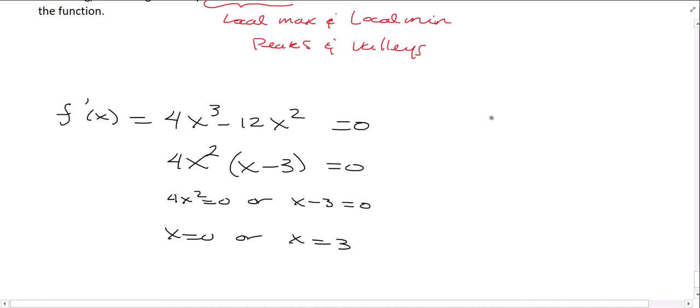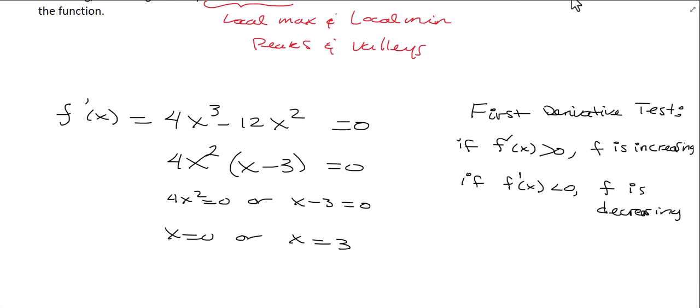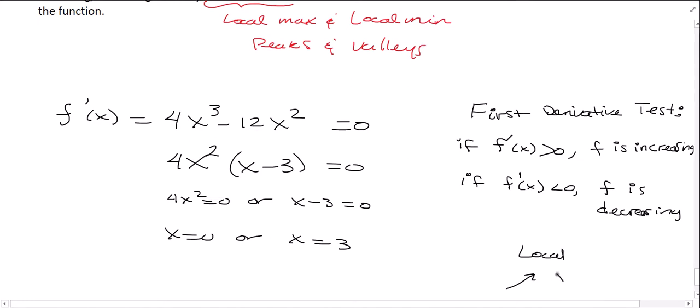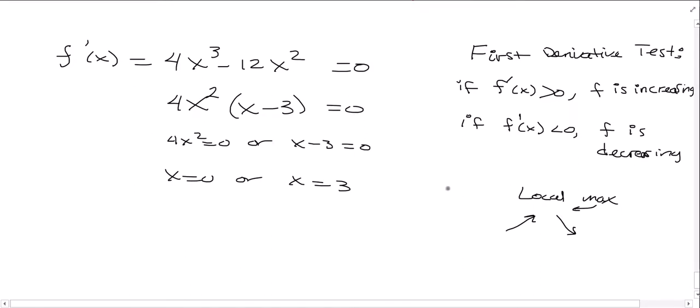Now remember that the first derivative test essentially says that if the derivative is positive, then the function is increasing. So let me write that out. Then a local max occurs when you have increasing to decreasing. That's what gives you a local max, so you want to see that in your number line. And the local min is the reverse of that: you go from decreasing to increasing. So let's look at the number line.